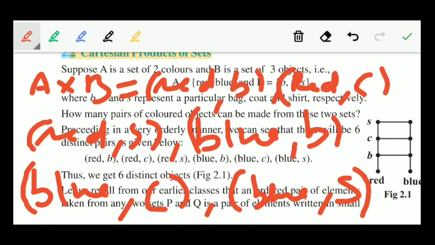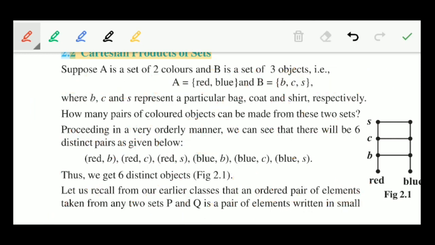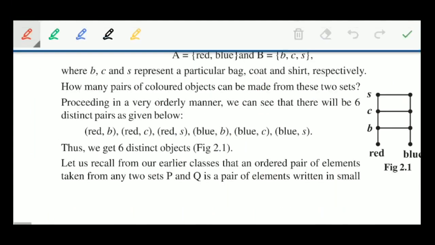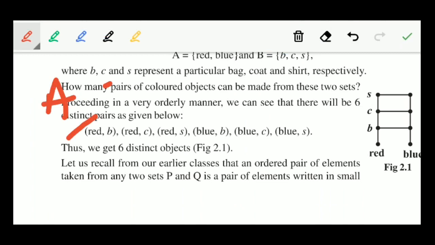Once again you can see, the Cartesian product of A and B equals red B, red C, red S, blue B, blue C, and blue S. This is known as the Cartesian product of sets A and B. And the important thing to remember is that when we write down the Cartesian product from A to B, you take the element of set A at the first position, and the element of B you place at the second position. Is it clear?